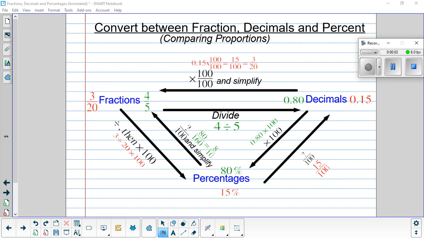You're back with Mr. Canada, and we're looking at converting between fractions, decimals, and percentages. This is bringing together everything we know up till now in one diagram. I'm going to work with just the inside triangle first, because each triangle moves a different direction. The outside goes counterclockwise, the inside goes clockwise.